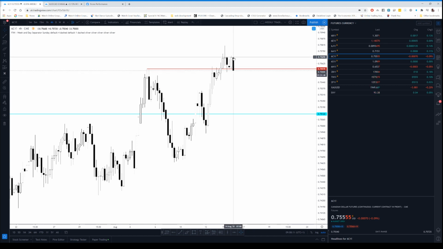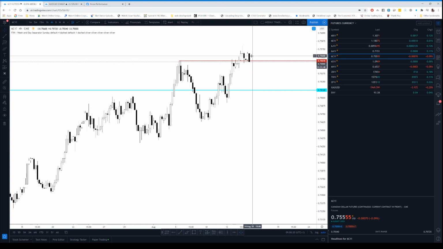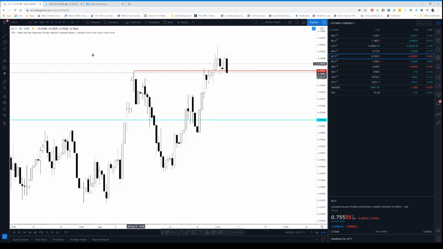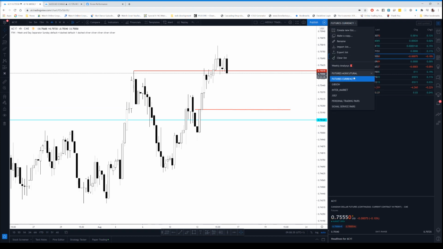Price is rejecting, so I think we might get some weakness in CAD today. If this candle closes as it is, then I think we might get some weakness in CAD today, and it should drop back down into this range. So be mindful if you are on any CAD trade, there might be some possible retracement.